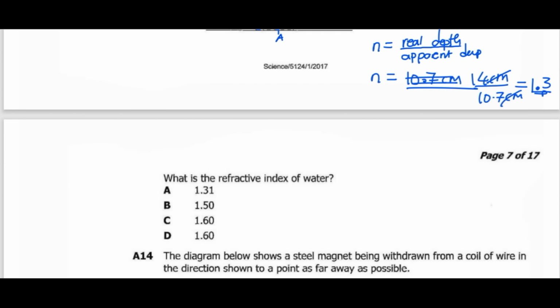And you can also commit this to memory. The refractive index of water is 1.3. Some books you may find it to be 1.33. So the answer is 1.3. So let's look at the multiple choice. Since it was 1.308, if we round it off, it will give us 1.31, which is our answer, A.